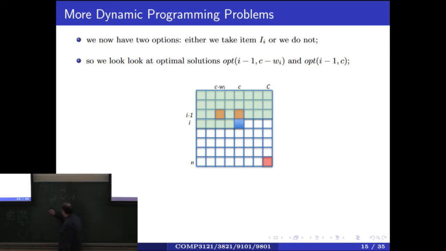So now you simply take the max of opt(I minus 1, c) and opt of c minus, I'm changing the ordering. So opt, how do I write?